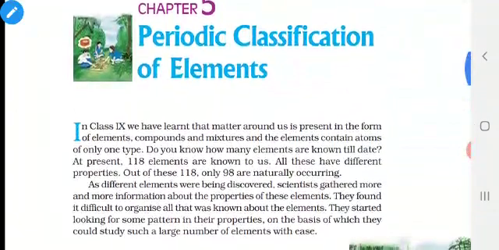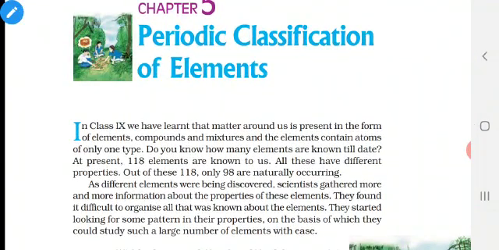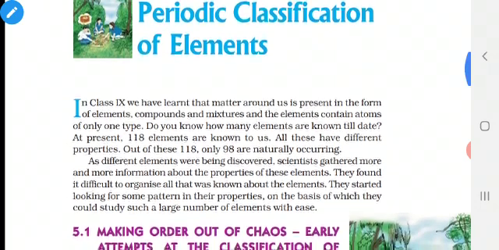Okay, so in class 9 itself we have learned about matter, isn't it? So what is matter? What is the definition of matter? Anything that has mass and occupies space is said to be matter, whatever it may be. It may be a gas, or a liquid, or a solid, or it may be you, or it may be me. Anything that has some mass and occupies some space is said to be matter.